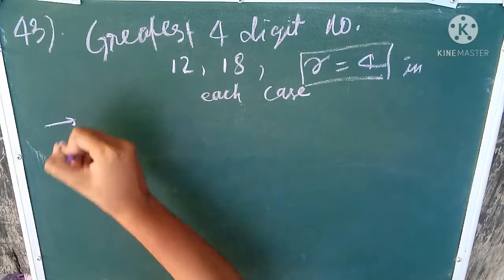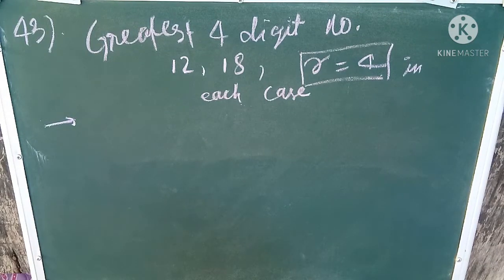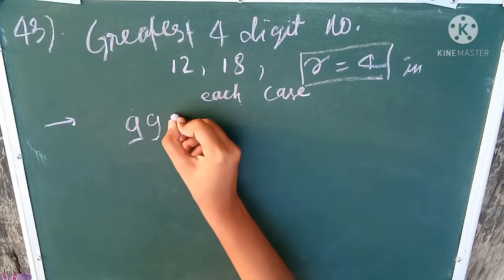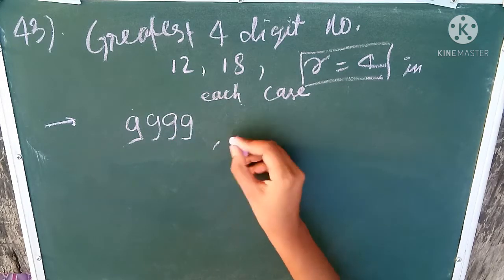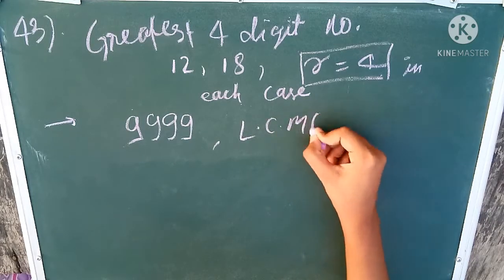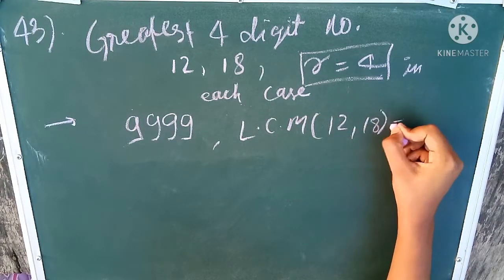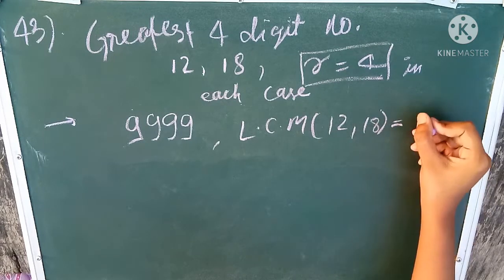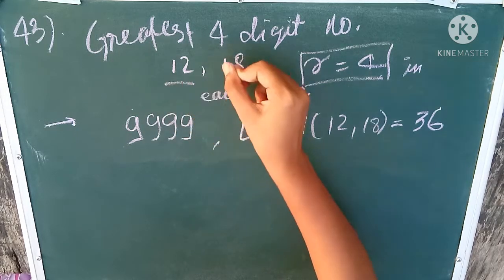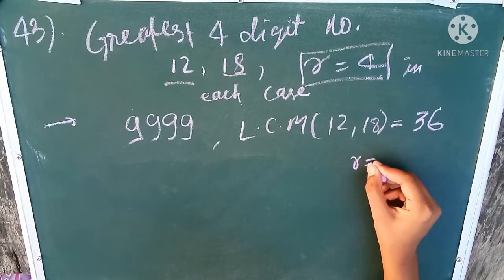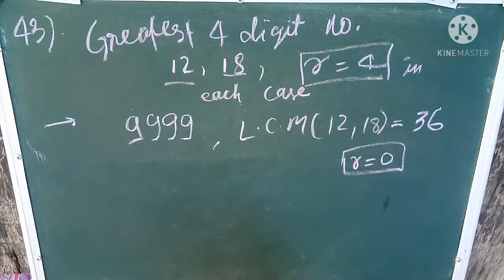So let's solve this. First of all, we will write the greatest four-digit number, which we already know, that is 9999. The next step is we will find out the LCM of 12 and 18. So here the LCM would be equal to 36. First of all, we will find a number which is completely divisible by 12 and 18, leaving the remainder r equals 0. And when we get that number, we will add this remainder 4 to it to get the answer of this question.